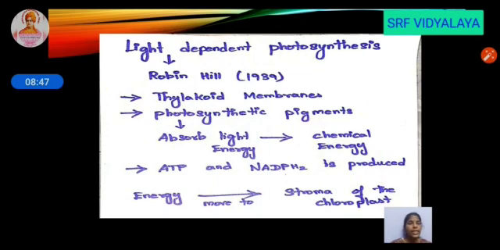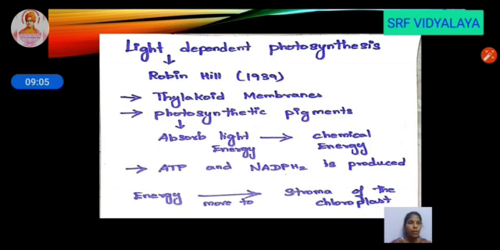The first one is light dependent photosynthesis. Light dependent photosynthesis was first found by Robin Hill in the year 1939. So this reaction is also called Hill's reaction. It takes place in the thylakoid membrane.